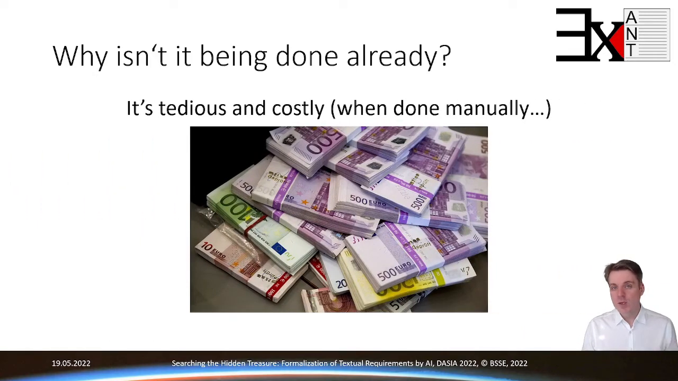So transforming text-based requirements documents into formalized models is actually tedious, and it is costly when done manually. It takes a lot of time, and you're not able to just translate a single requirement into a single line of your formalized model, but instead you have to consider whole sets of requirements and transform them into whole sets of specification elements.